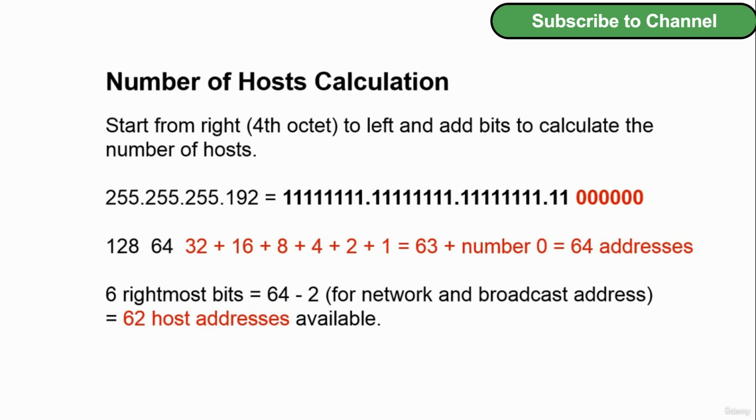So let's start with the host calculation. From the far right, this is the host portion. There are 6 bits available to assign to host addresses. If I start counting 1, 2, 4, 8, 16, and 32, there are my 6 bits and the values associated with them, and they add up to 63. Then the number 0 is another address available, for 64 possible addresses I can assign. And I have to subtract the network and broadcast addresses, so that gives me the 62 host addresses available.